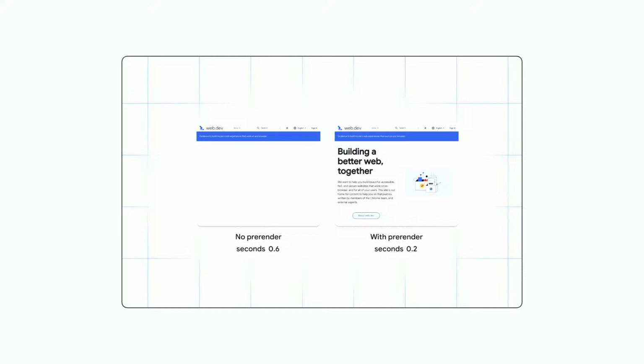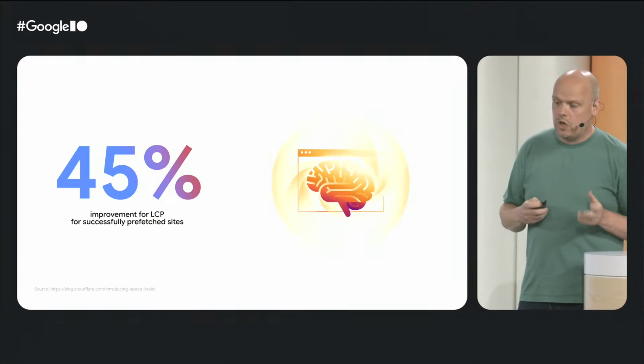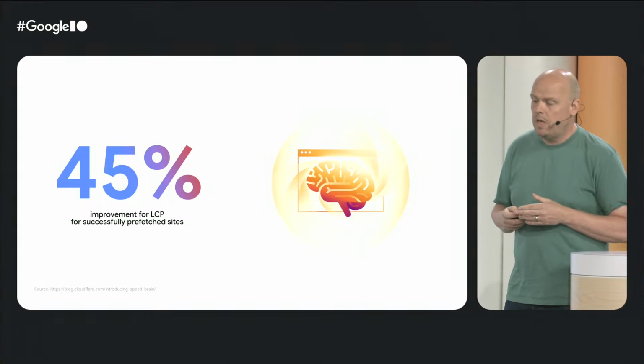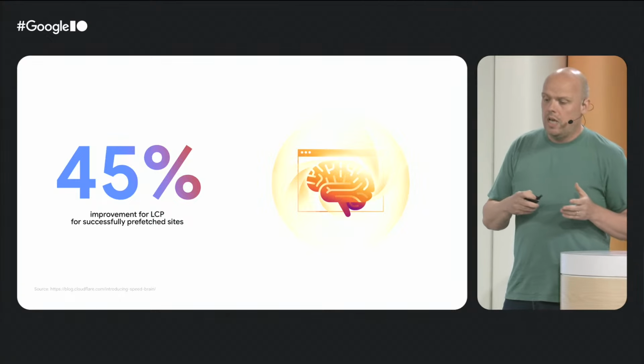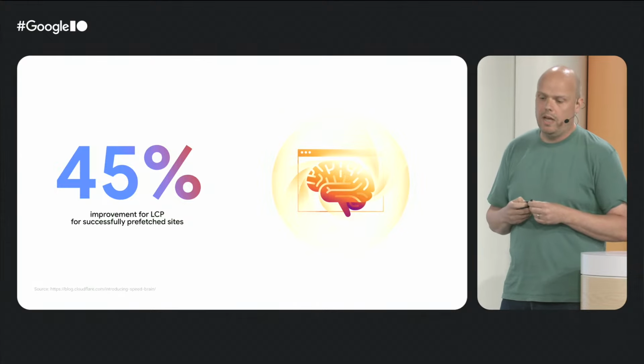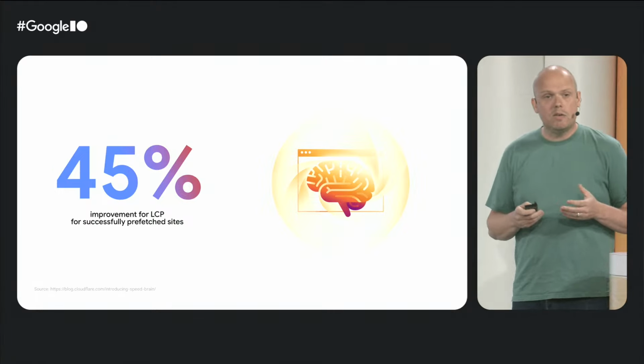Now, we introduced the Speculation Rules API at last year's I/O as a way of letting you programmatically tell Chrome which pages to prefetch and pre-render in advance of a user navigating to them. So the ability to go from fast loading to instant loading can just make a massive difference in how users experience your site. And this API has been a resounding success, with over 8% of page loads now benefiting from speculation rules. And Cloudflare is an internet security and performance provider serving over 20% of the web. And last year, Cloudflare launched Speed Brain, which is a product which uses speculative loading by default to improve the performance of sites on Cloudflare. And their testing showed a 45% improvement in LCP for successfully prefetched sites as compared to non-prefetched sites.